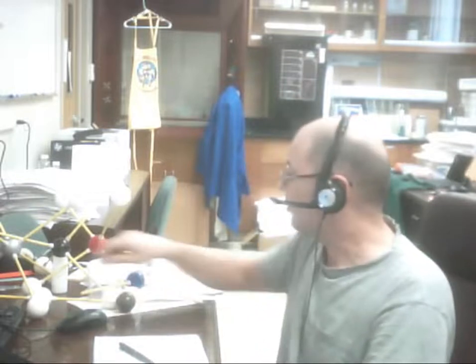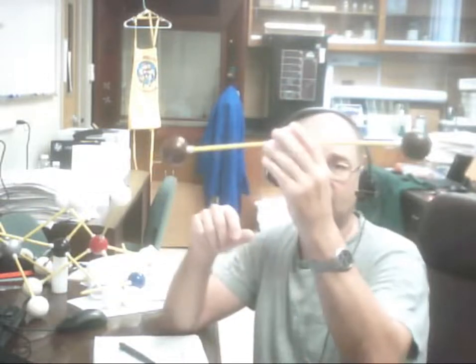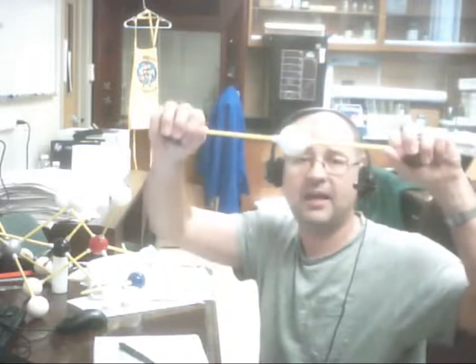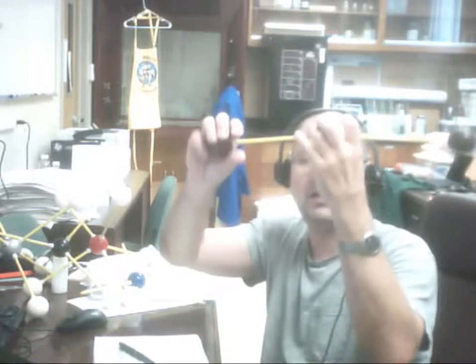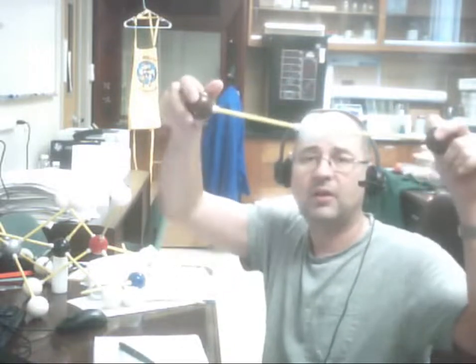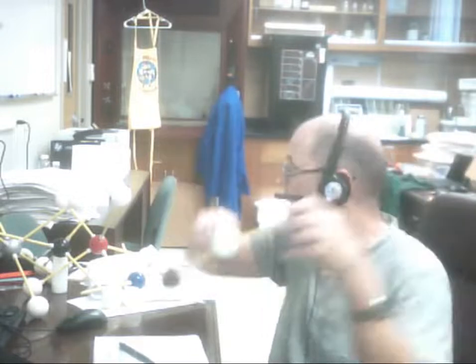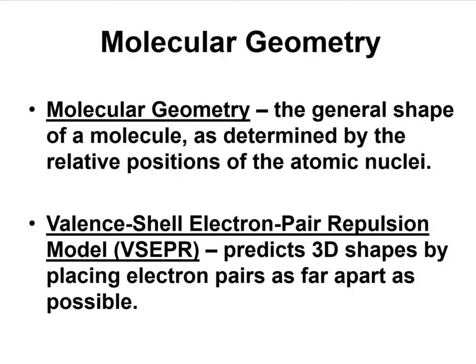But as I said, here's a great example, right? You have a central atom and you have two atoms attached, and it makes sense that these two things attached to a central atom would push away as far as possible, and so make a linear shape, right? And so that's what VSEPR theory is all about.